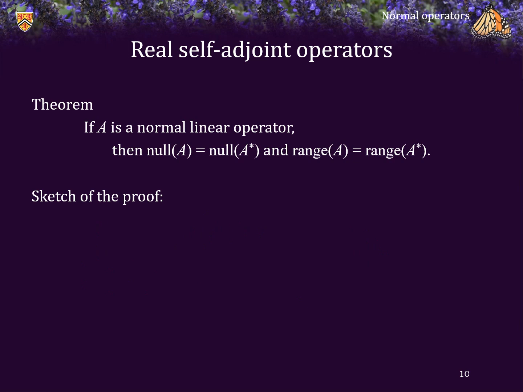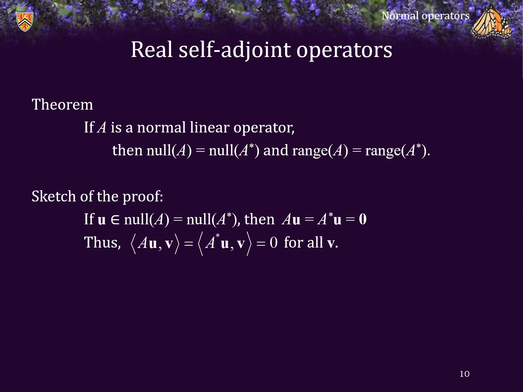For the next part, we're going to give more of a sketch of the proof. If u is in the null space of A, which is equal to the null space of the adjoint, then A applied to u equals the adjoint applied to u, which is equal to the 0 vector. Now, the inner product of the 0 vector with any vector in the vector space is equal to 0. So both of those inner products must be 0 for all vectors v in the vector space, because the first component is the 0 vector.